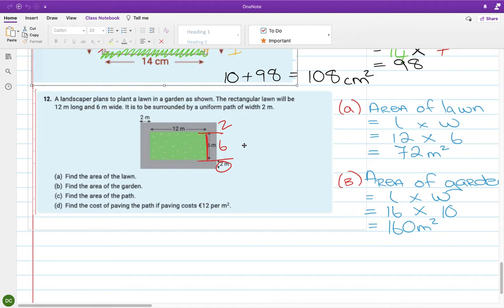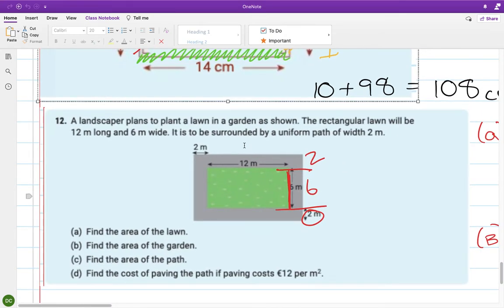I am writing. Okay, so hopefully you can see this, but to get the area of the path, right? So we know the area of the garden. Yeah, that was 160, wasn't it? Yeah, 160, right? And then we know the area of the grass. It was 72. So if we want to get the area of the path, all we have to do is minus them.